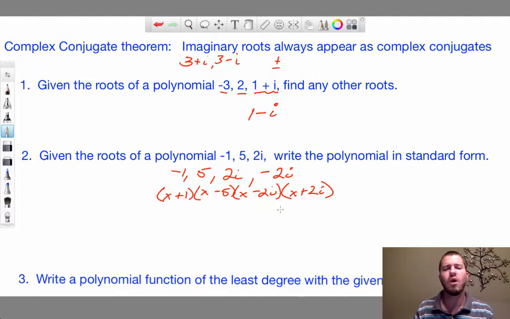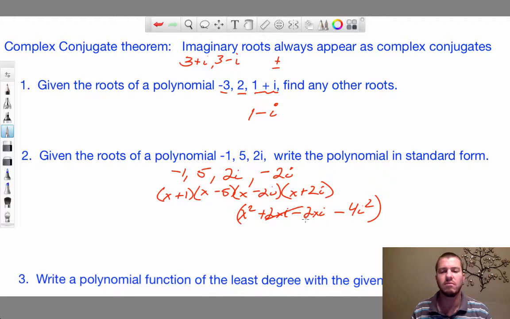Always multiply out the imaginary factors first. This is going to become x squared, positive 2xi, negative 2xi, and negative 4i squared. The reason I tell you to always multiply the complex conjugates first is because the middle terms should cancel out because they're conjugates, and it stays a binomial, x squared, and then the i squared makes this a plus 4.